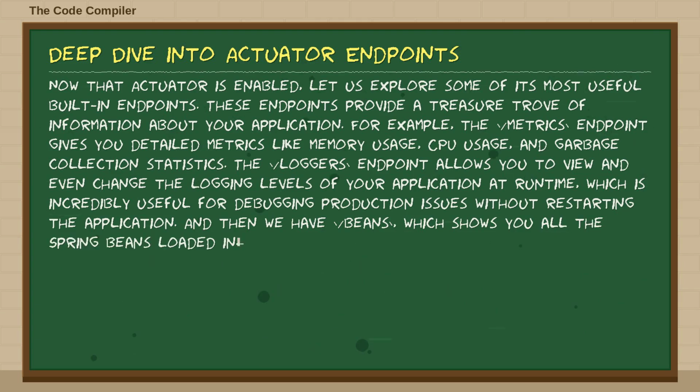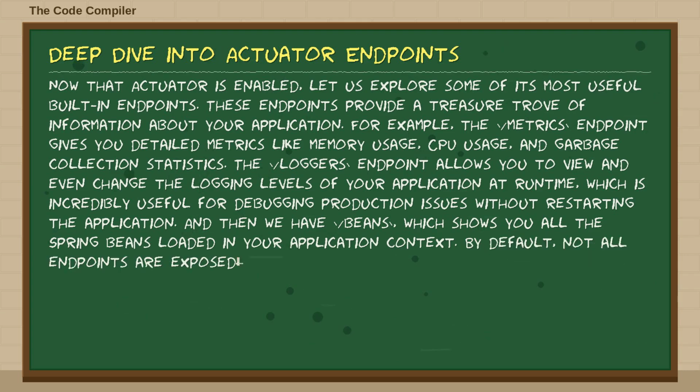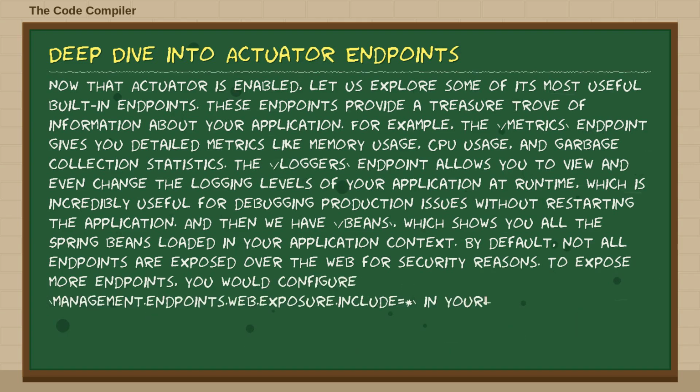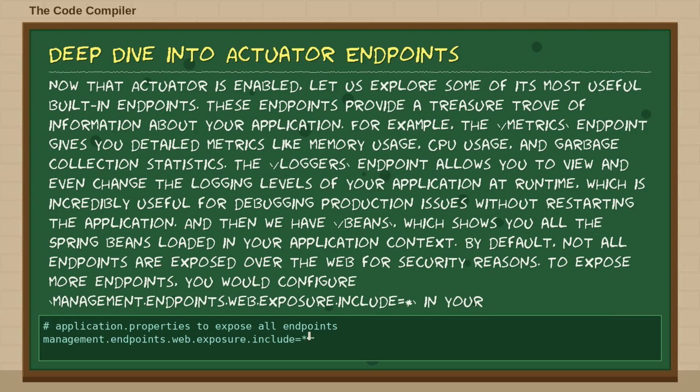By default, not all endpoints are exposed over the web for security reasons. To expose more endpoints, you would configure management.endpoints.web.exposure.include = in your application.properties file. But be careful with this in production. Each endpoint serves a specific purpose, offering granular insights into different aspects of your application's internal state and behavior. Understanding these endpoints is key to effective application management.